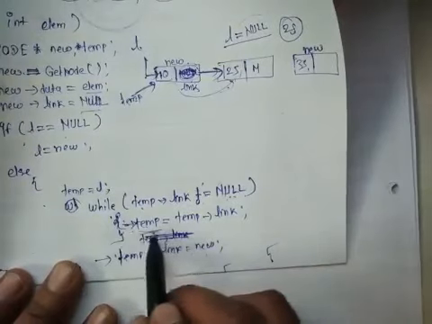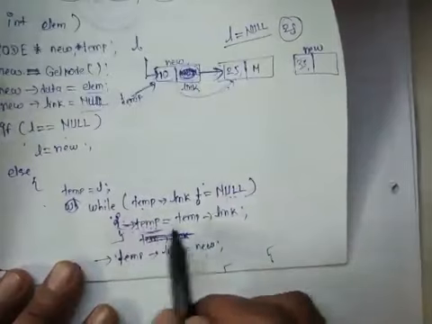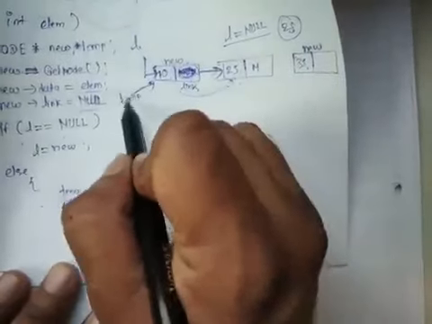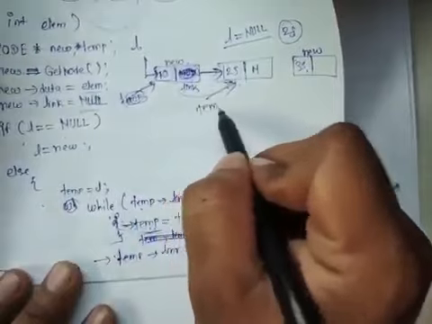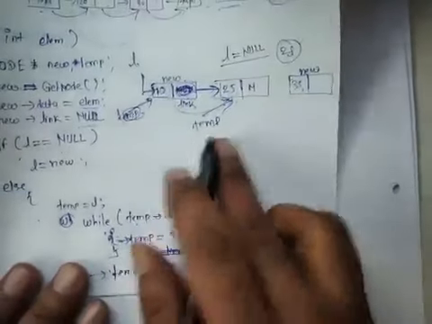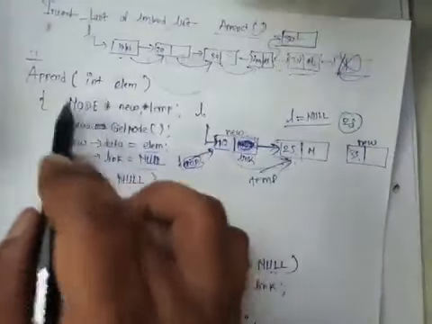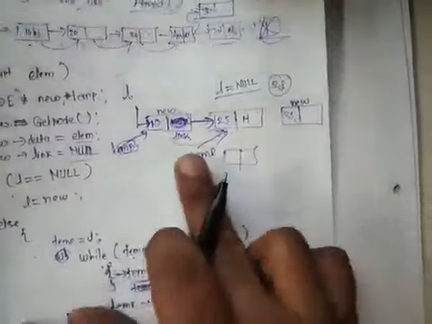In the while loop, what are we going to do? Temp is equal to temp of link. Temp of link contains the address of 25, so temp will point here. Are you getting me? Temp is again of node type, so its structure is like this. Now temp is equal to temp of link. End of the while loop.